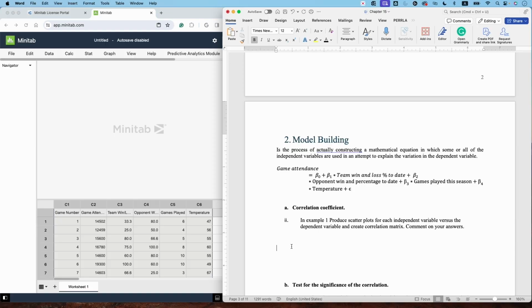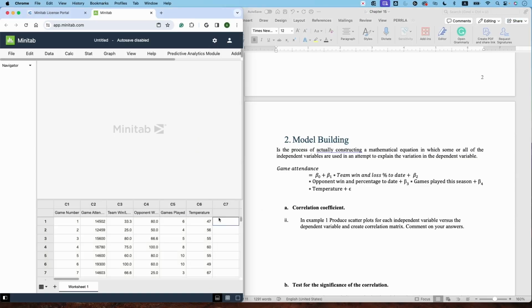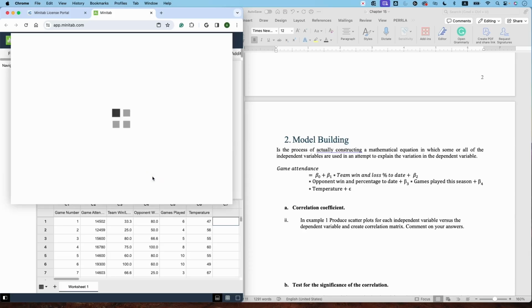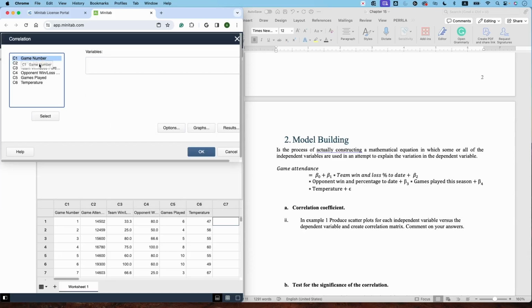So the question says produce the scatter plot for each independent variable versus the dependent variable and create a correlation coefficient. So what I did, actually, I just copied the data into Minitab. Then we go to Stat, Basic Statistics, then Correlation. And we're going to choose everything except, let me go back and look at the data here.